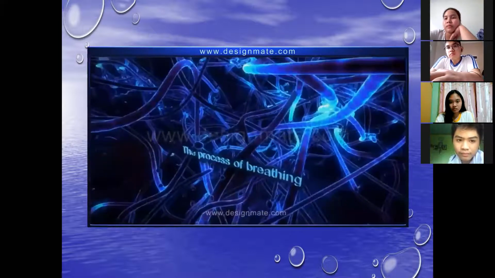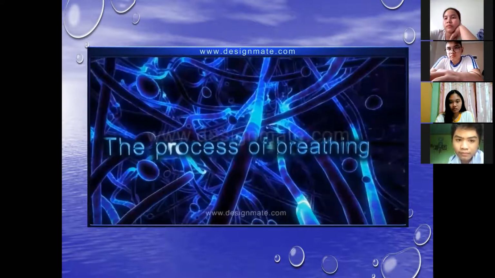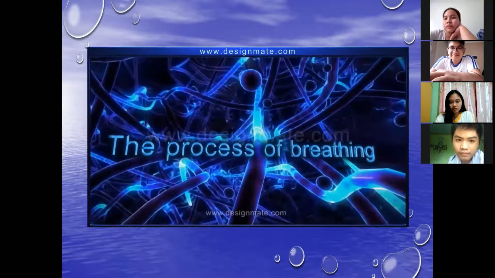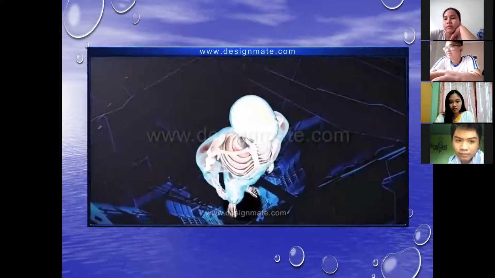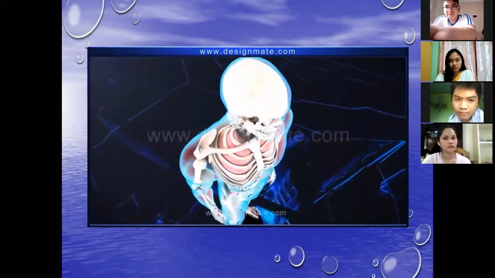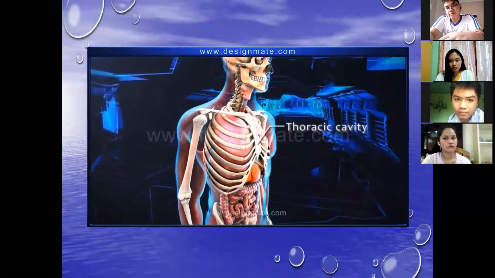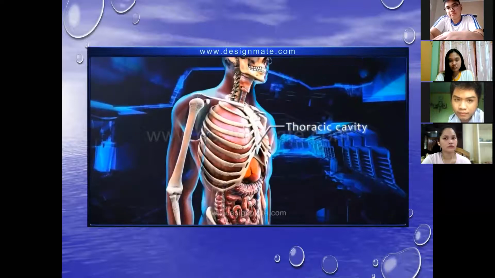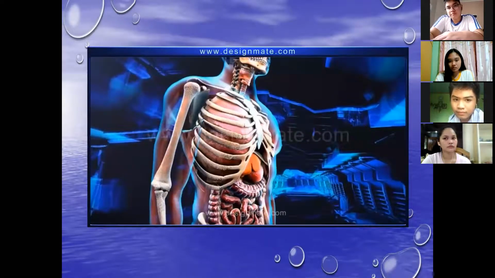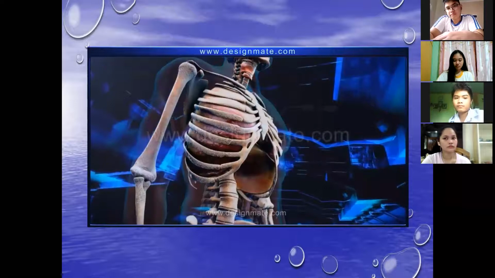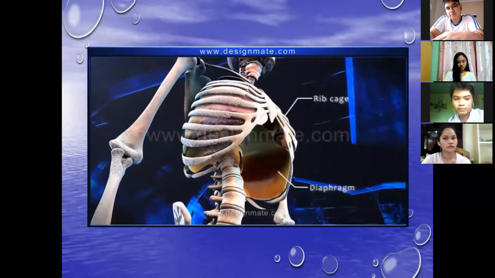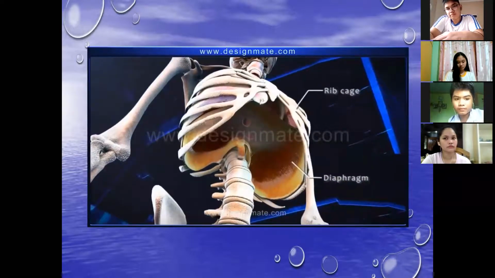To understand the process of breathing. In humans, the main organs responsible for respiration are present in the thoracic cavity. In the thorax region, the rib cage and a dome-shaped fibrous tissue, known as the diaphragm, are observed.